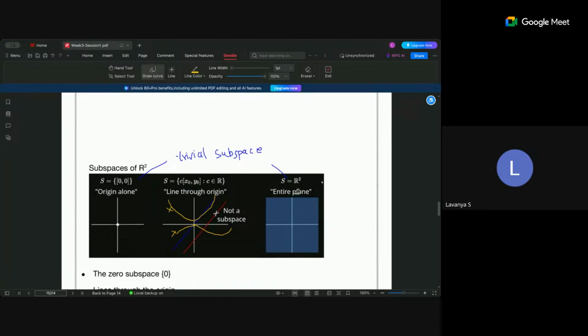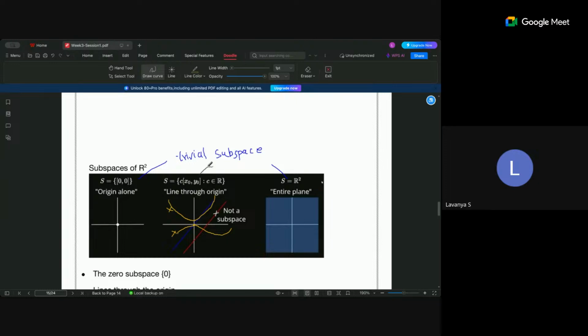For R2, everyone should have this in memory. You should have an understanding, but it should also be there in memory, what are the only non-trivial subspaces of R2? The origin and the entire plane, those are trivial. Non-trivial means a line passing through origin. Line through origin.